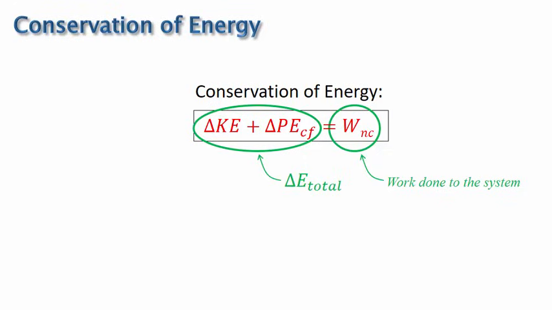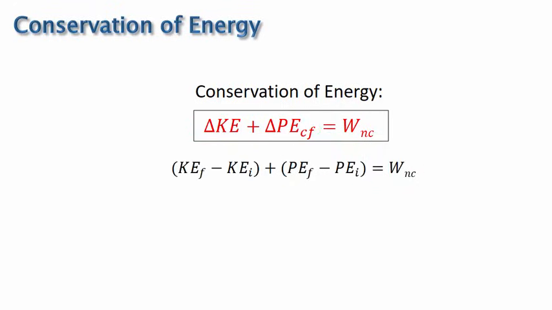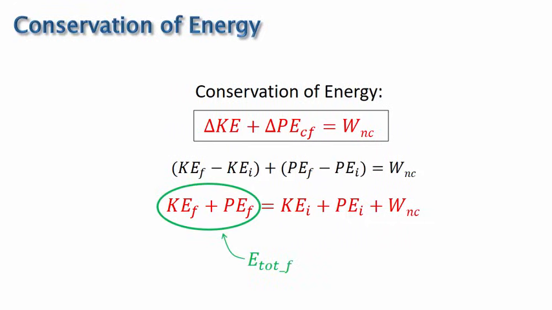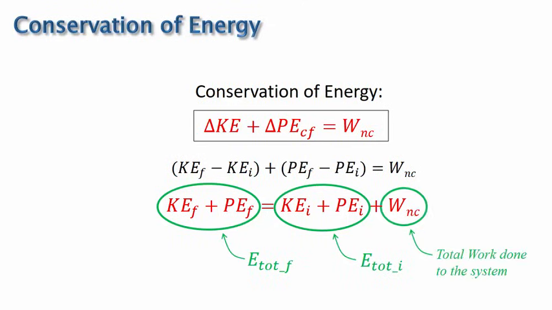Mathematically, we can expand the deltas in the kinetic and potential energy terms so that the equation becomes this, and then putting the final energies on the left side of the equation and the initial energies on the right side of the equation, it looks like this, which is another common way to write the conservation of energy equation. Written like this, it expresses that the total final mechanical energy of the system here equals the total initial mechanical energy of the system here, plus the total work done to the system.